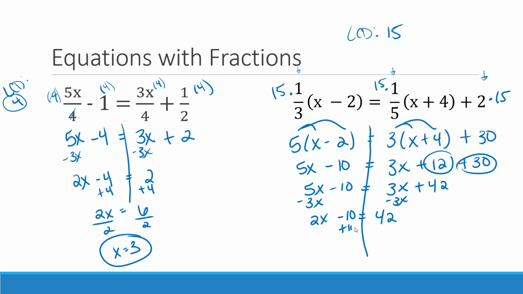I can add 10 to both sides. So 2x is equal to 52. And then my last step, I'm going to do 52 divided by 2, which is going to give me 26.